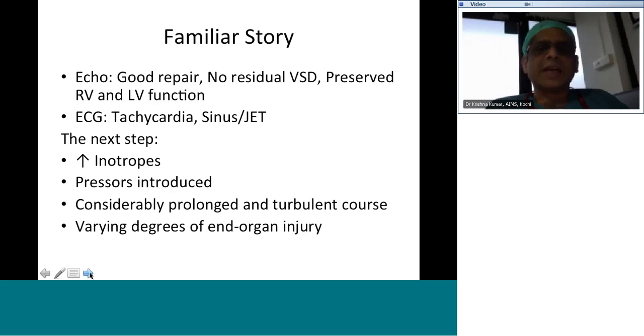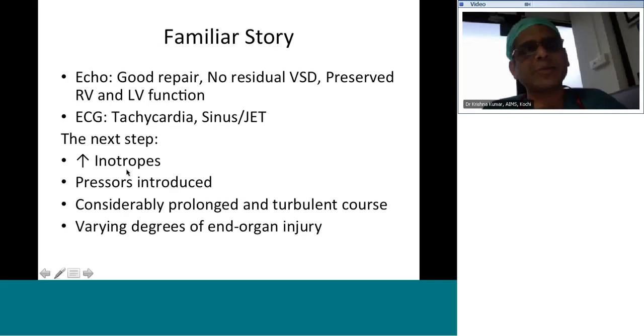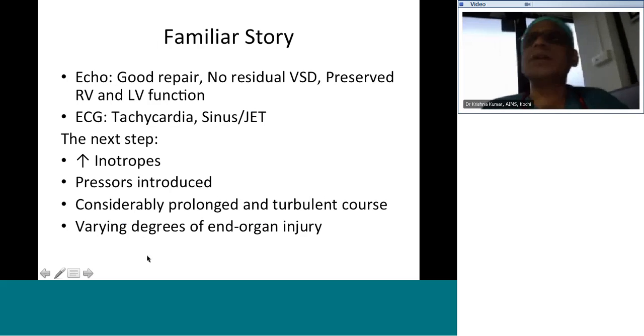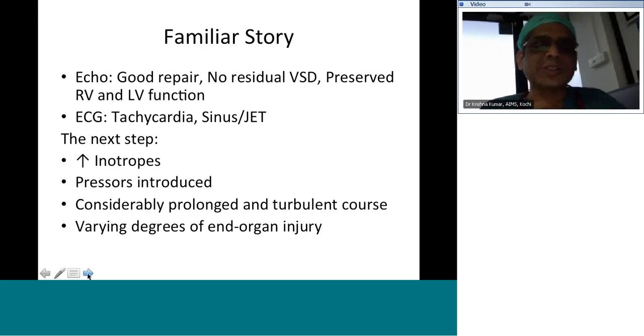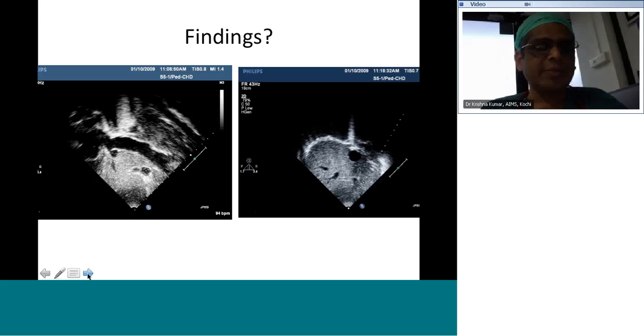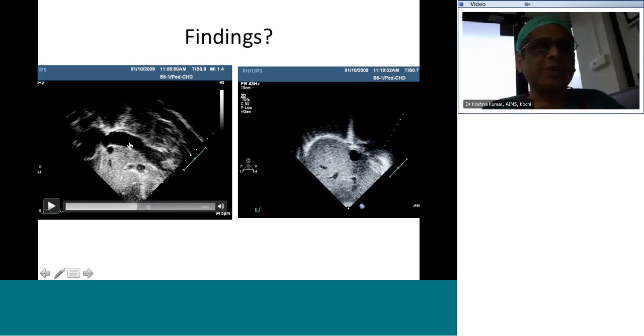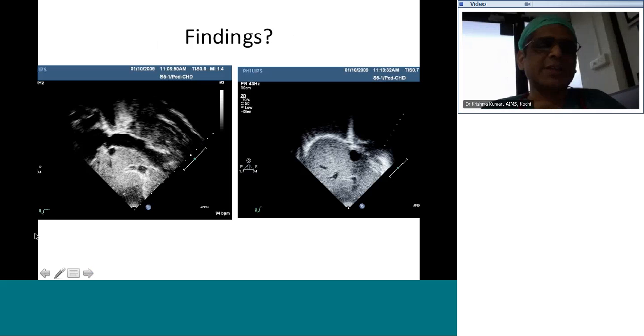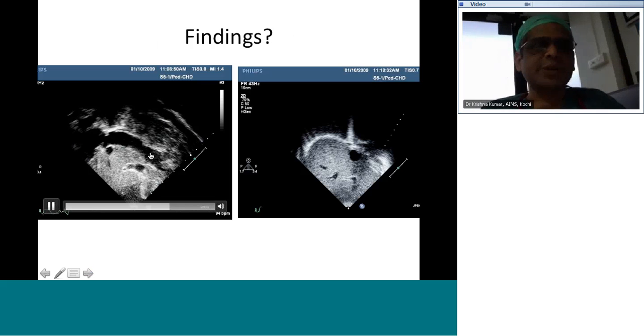Echo is showing good VSD repair, and you often end up giving more and more inotropes, more and more pressors, and these children can end up with a turbulent course and varying degrees of end-organ injury, and the morbidity is substantial. Mortality also is much higher than usual. So if you look at this echo, for instance, this is not uncommon. So what's this? What are you finding here?